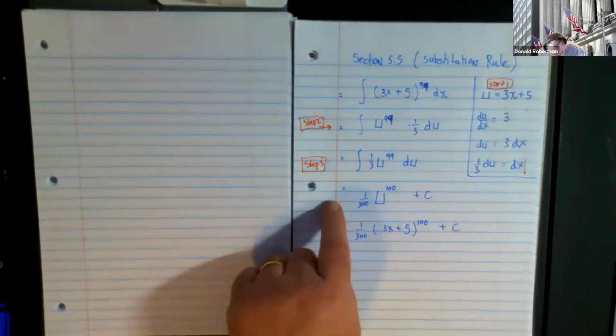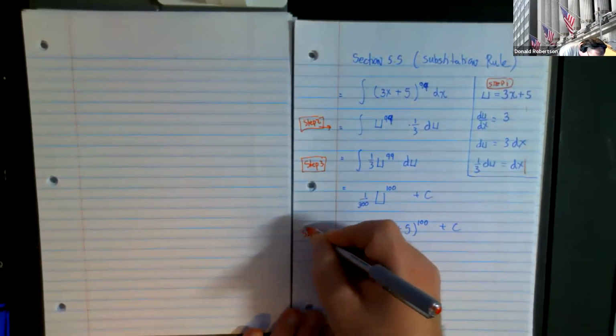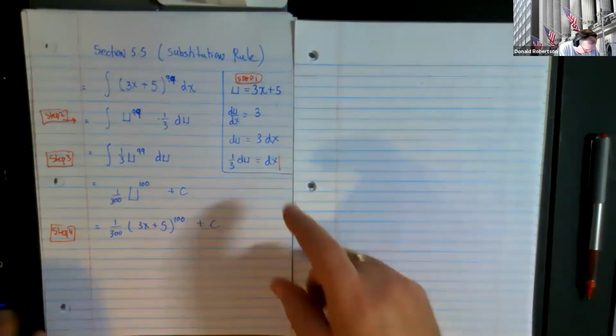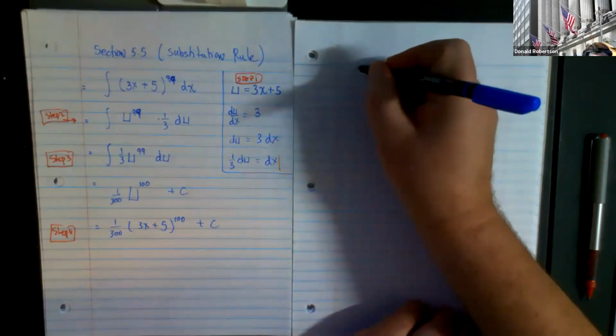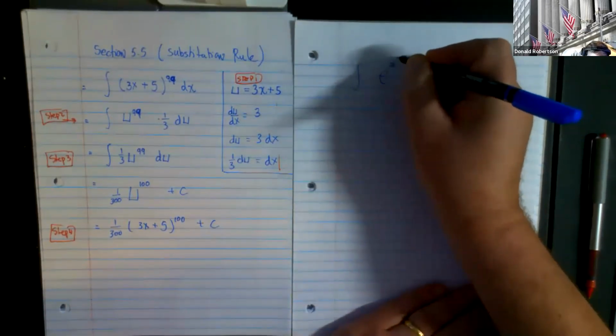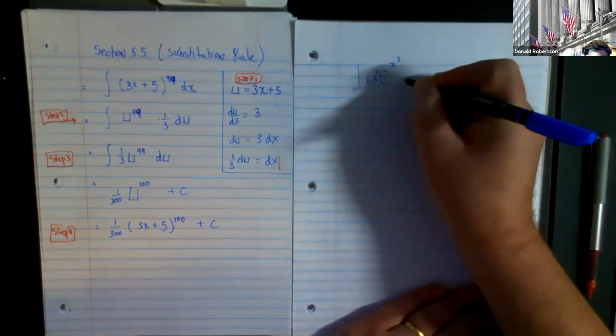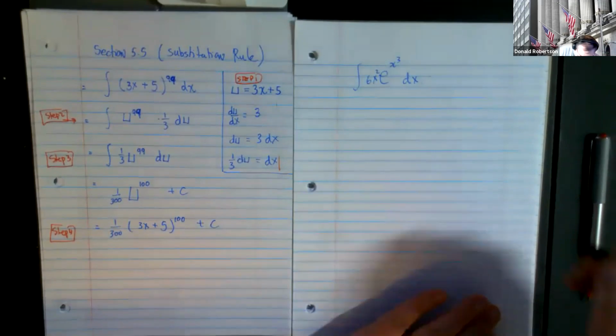Integrating the easy guy is step three. And then converting back to the x's is step four. Let me do another one. Suppose I wanted to integrate e to the x cubed times 6x squared dx.